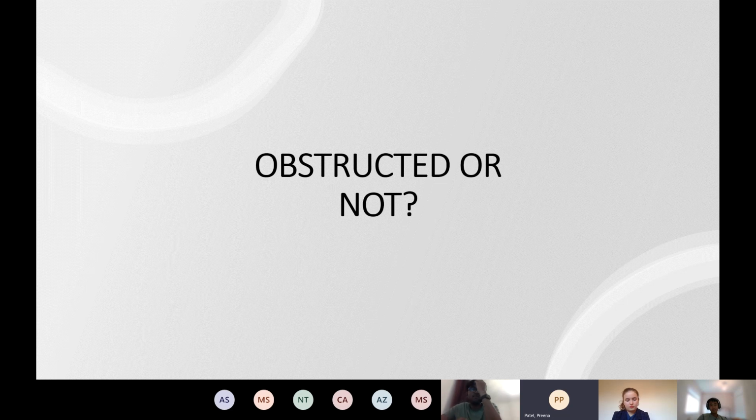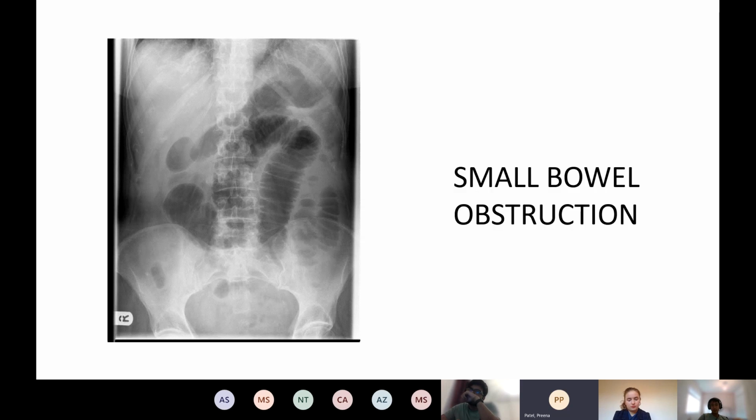We're going to play a game of obstructed or not. So I want you to tell me if these are obstructed, and if they are, if they're small or large bowel. Okay, so obstructed or not, small or large bowel. Just guess if you don't know.